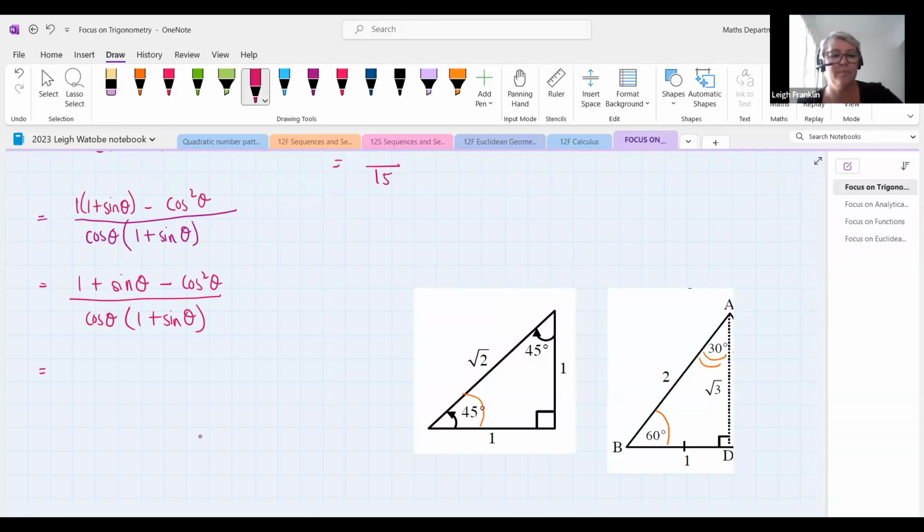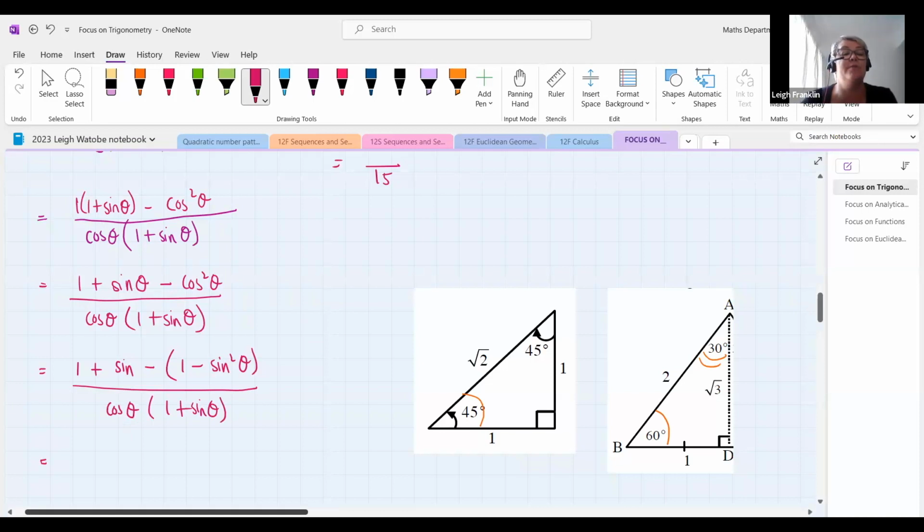Okay, ma'am. I think we should change the negative cos squared theta into sine squared theta minus 1. Okay, you mean the other way around, 1 minus sine squared theta. Yes, absolutely. You can do that. That's one option. You could also work with the 1, but I'm going to do what you said. Okay, so Lesedi says, change this cos squared theta to 1 minus sine squared theta. Nothing wrong with that. So cos theta, and here we've got 1 plus sine theta.